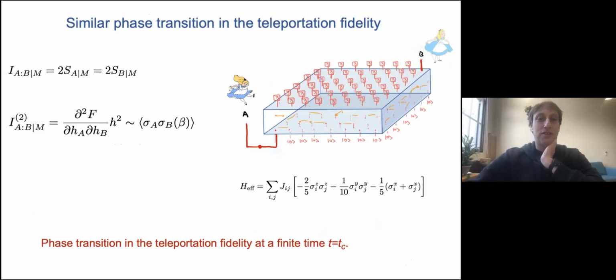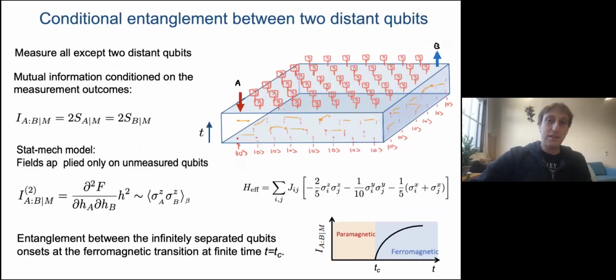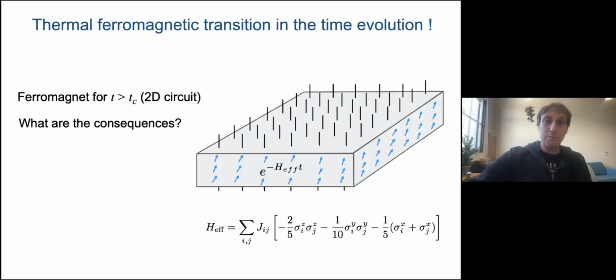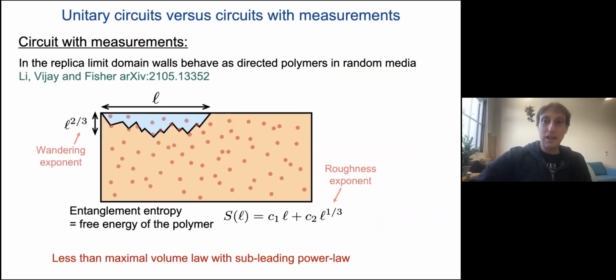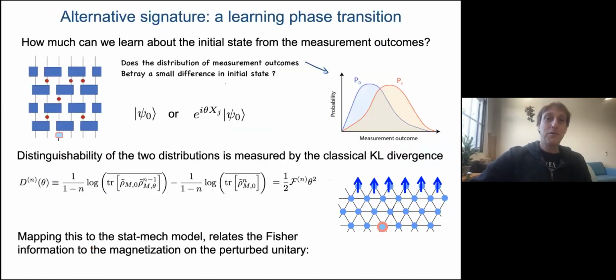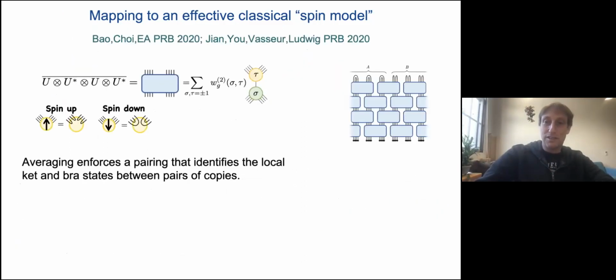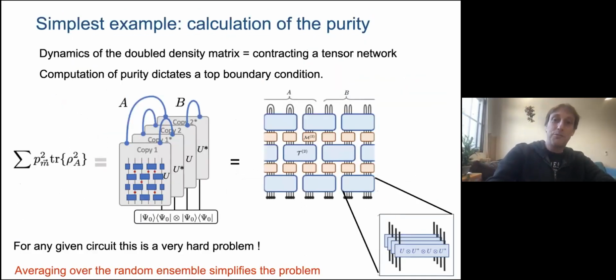It's not a duality. It's simply connected by the fact that if you contract the tensor network, they're not equivalent. They're equivalent models only after averaging over unitaries. So you need to average over the ensemble of circuits, and once you average, you map the model to a statistical mechanics model, and the statistical mechanics model simply comes out as a contraction of this tensor network.